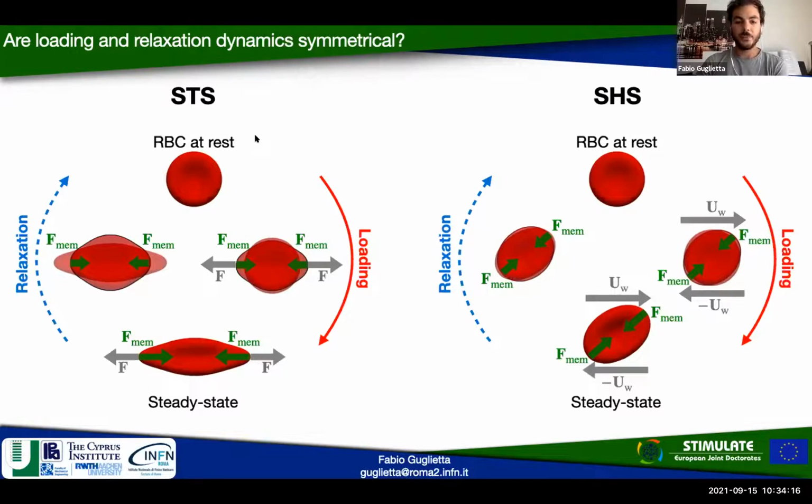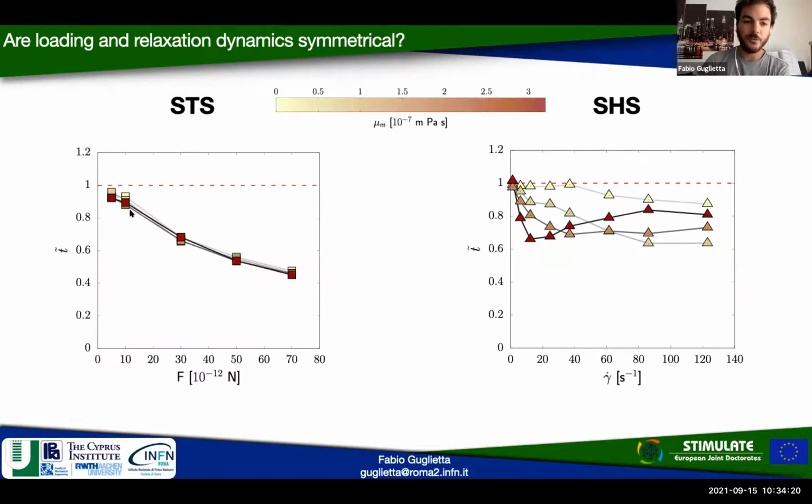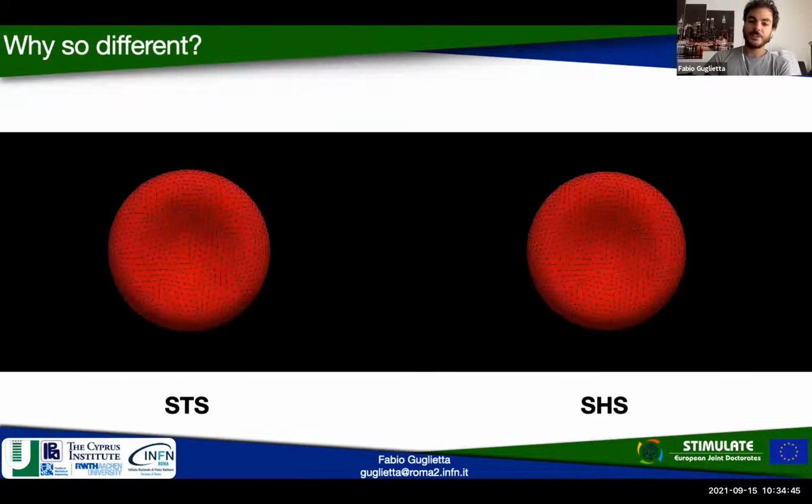So we start again with the stretching and shear simulations, and we found that for the stretching simulation, tilde t collapses on a master curve, so there is no dependency on the value of membrane viscosity, while for the shear simulation, it still depends on the value of membrane viscosity. However, in both cases, there is no symmetry. So we want to understand why there is this difference.